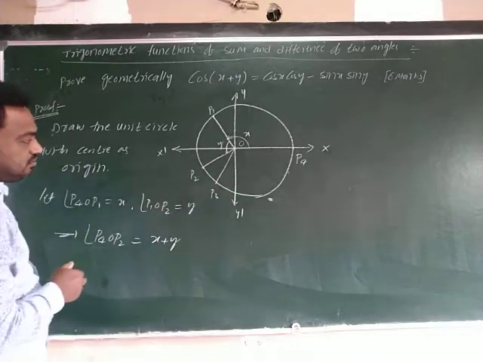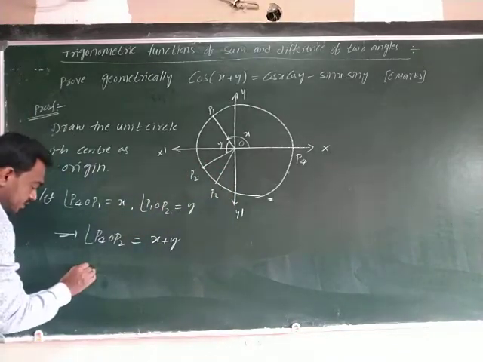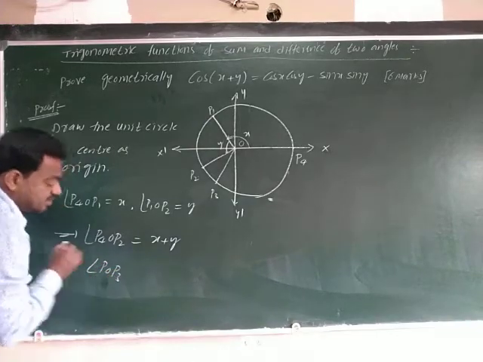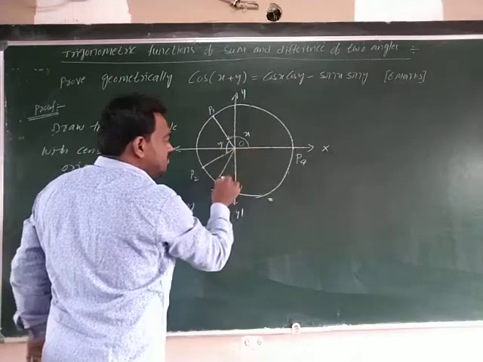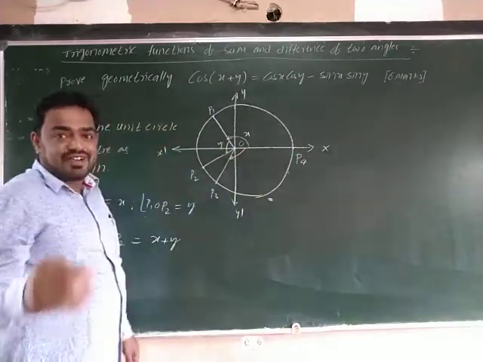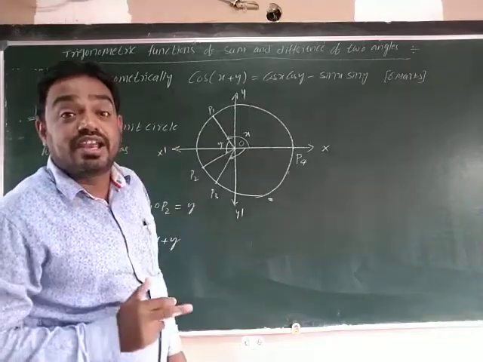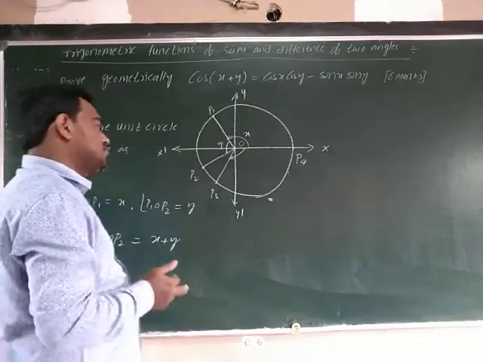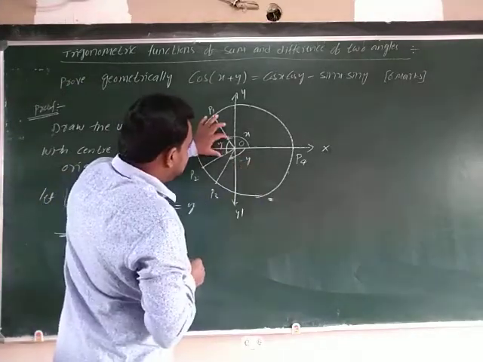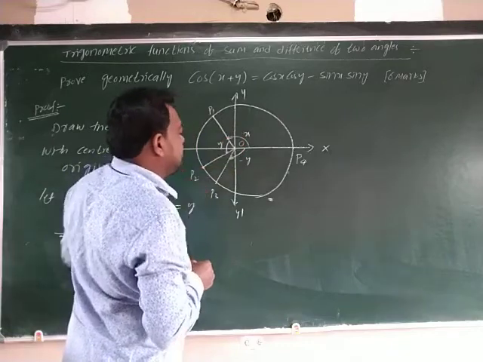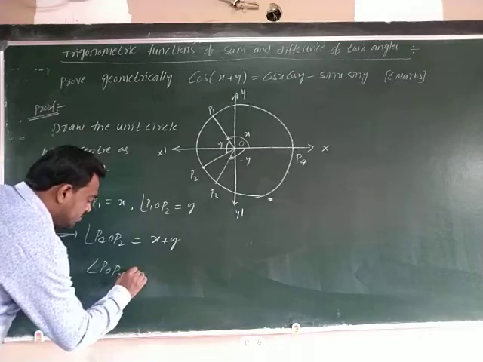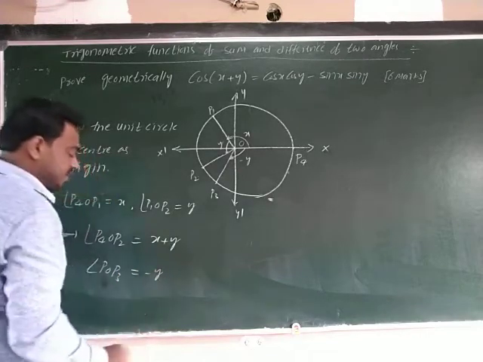Next, I am taking angle P4OP3. P4OP3 is in the clockwise direction. Clockwise direction angles are called negative angles, right? So this is equal to, I am taking minus y. Here this and this one are equivalent angles in magnitude, but on opposite sides. So this is equal to minus y.